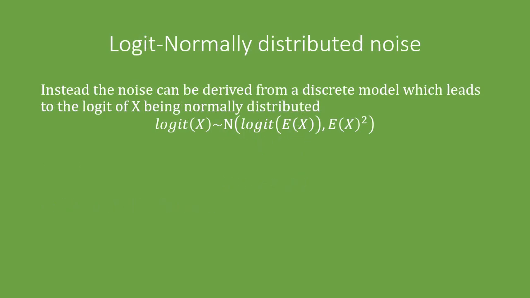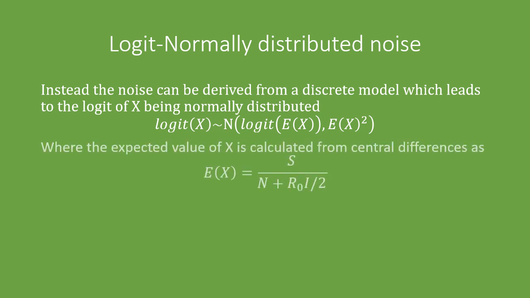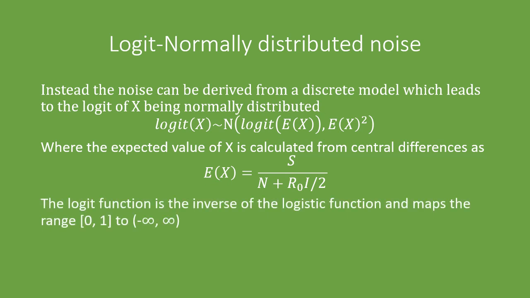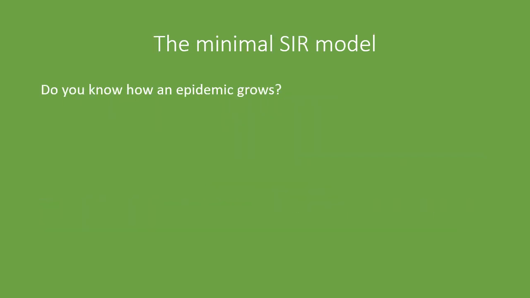There is a discrete model that I call the minimal SIR model. When scaled, its discrete probability distribution can be approximated by a logit normal distribution. That is, the logit of x is normally distributed, the logit being the inverse function to the logistic function. The minimal SIR model is a model so simple that you can perform a simulation with 2 packs of playing cards, such as on the first slide.